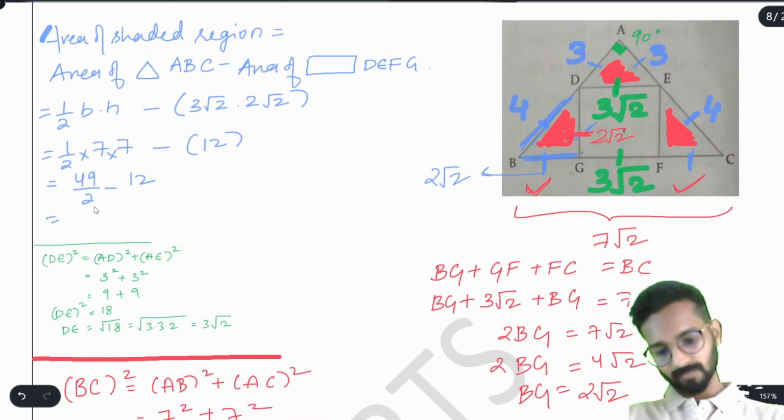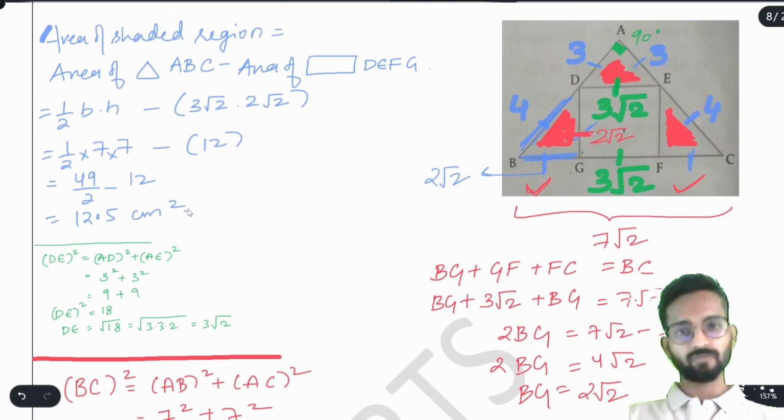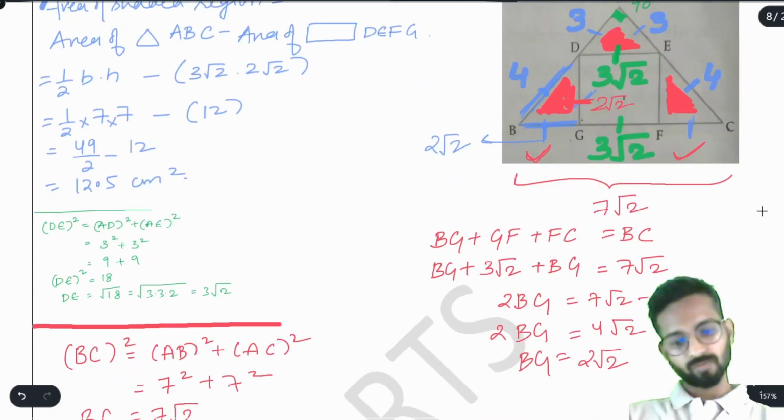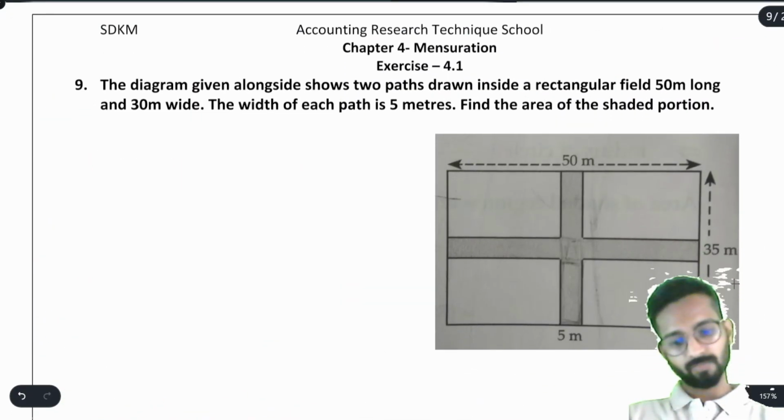So it will become 24.5 minus 12, that is 12.5 centimeter square because we have to find the area. So it will become centimeter square. Fair enough. This was question number 8. Now we will see question number 9.